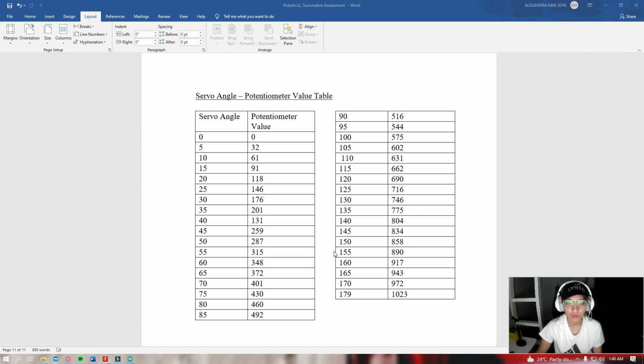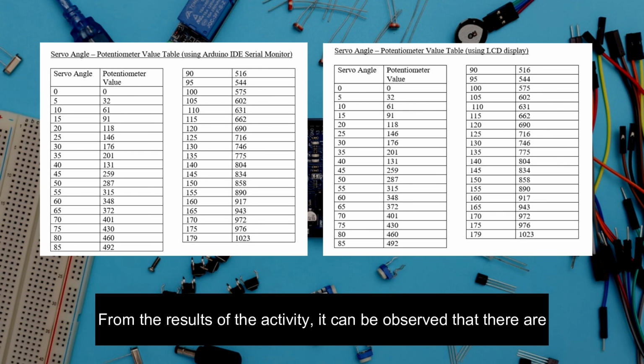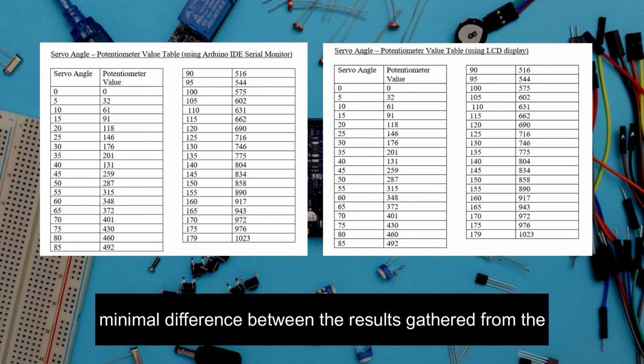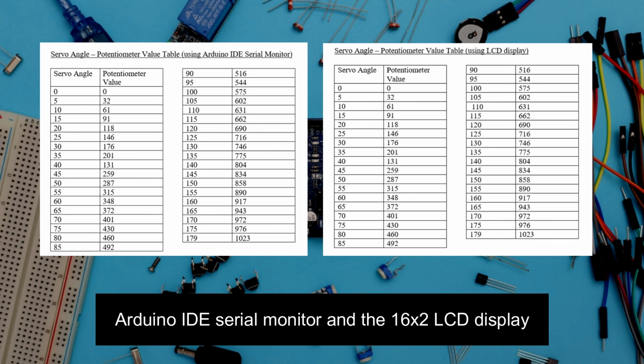There. So this is the compilation of the data that we've recorded earlier. This is the table for part 2, the servo angle and potentiometer value table. This was taken from our LCD. From the results of the activity, it can be observed that there is only a minimal difference between the results gathered from the Arduino IDE serial monitor and the 16:2 LCD display.